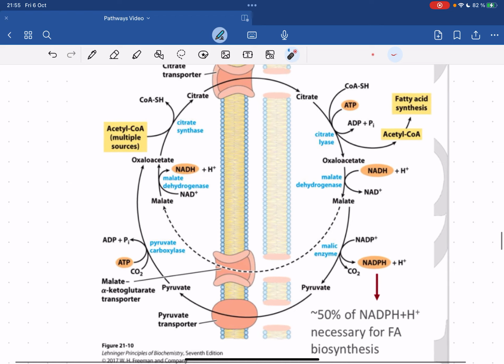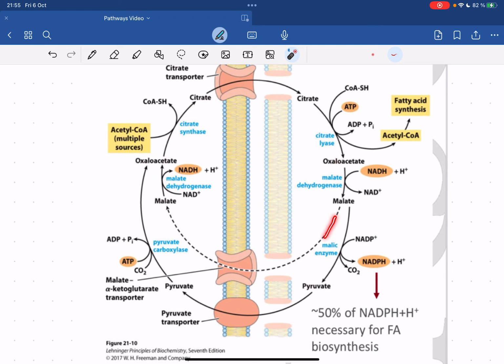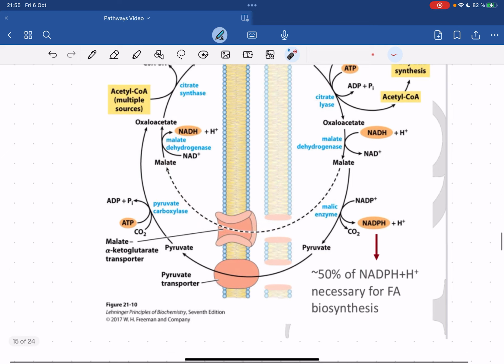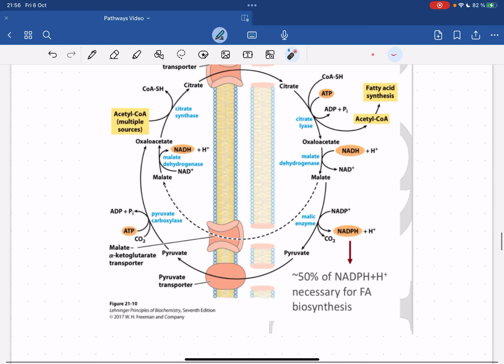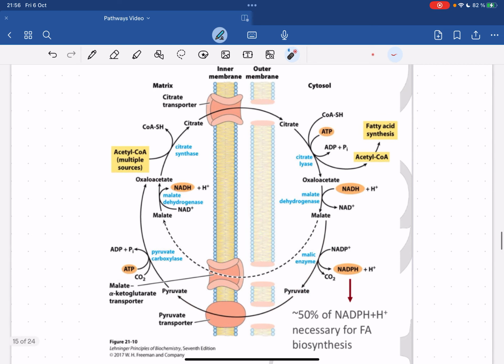So that's why when we see this circle right here, we see this inner circle that goes like this. And you can ask yourself, well, why doesn't it just use the malate shuttle right here and then go through the protein like this? That is because it wants to create as many of these NADPH plus H plus as possible. 50% of it is necessary for the fatty acid biosynthesis. So that's why instead of going from the oxaloacetate down into malate, we're actually going from the malate to the pyruvate and using the pyruvate to go through into the matrix of mitochondria.